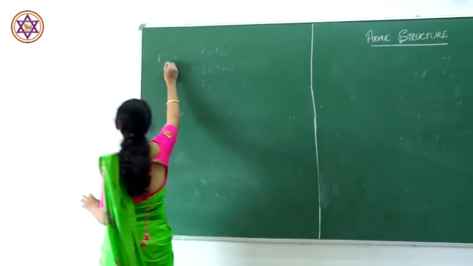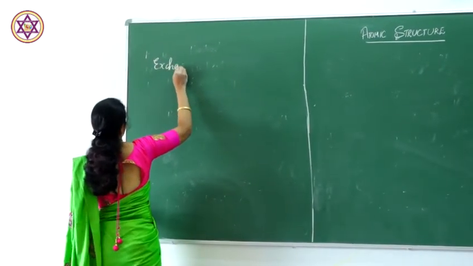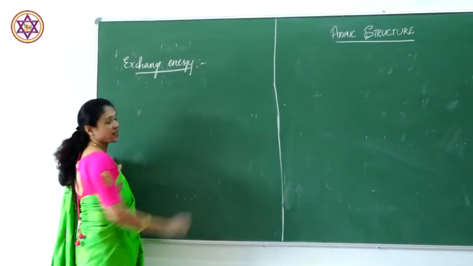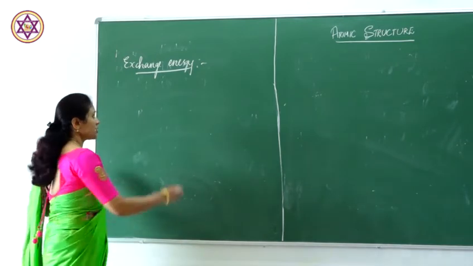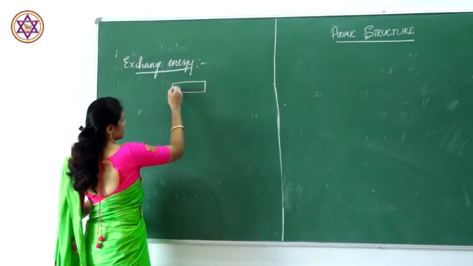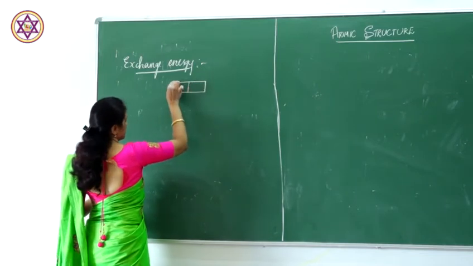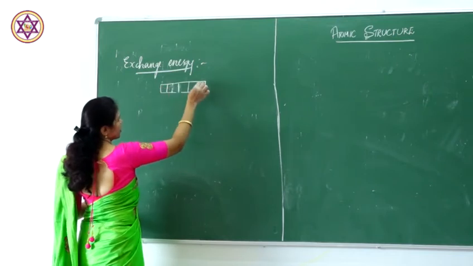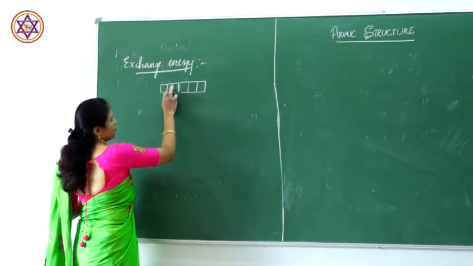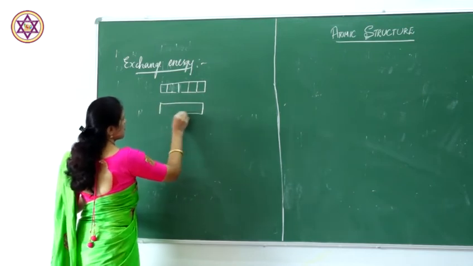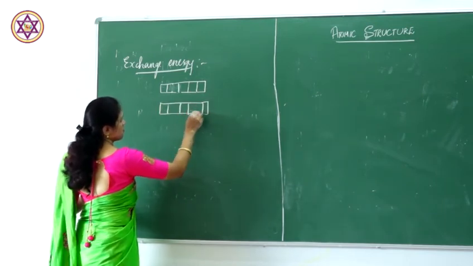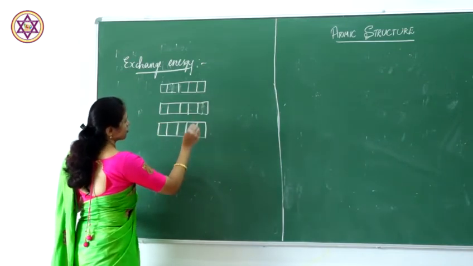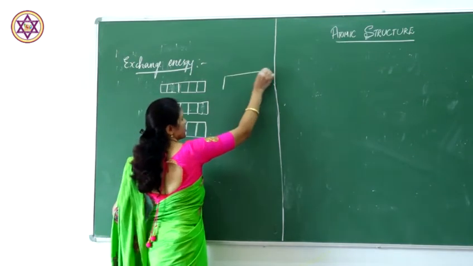Next is exchange energy. You will come to know about what exchange energy is. I am taking the D subshell here. How many orbitals are there in D? There are 5 degenerate orbitals, that is 1, 2, 3, 4, 5. They have equal energies. You all should know that they have equal energies.